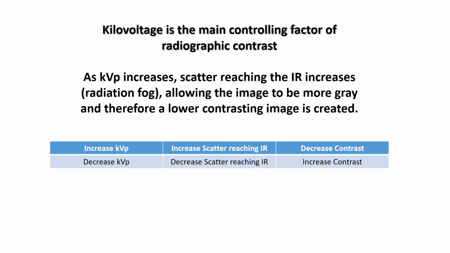If I decrease the kVp, low kVp, less scatter, image is more black and white, increased contrast.